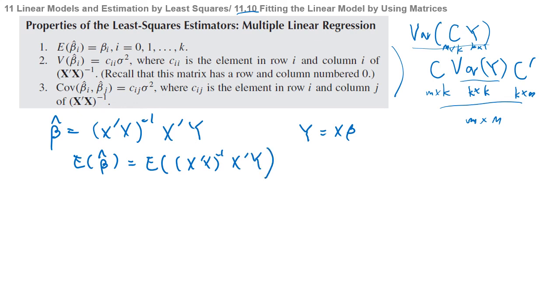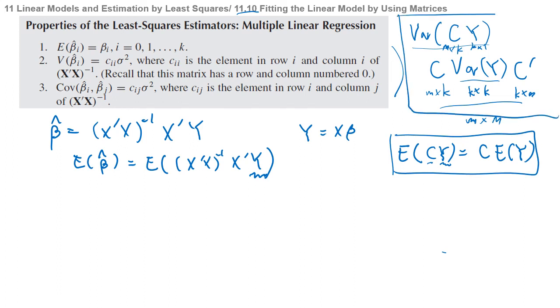And here the random variable is Y, and the expected value of CY is C times the expected value of Y. So Y is random, and C is a constant matrix. In this case, we have these two properties. Let's say we have these two properties, and then this one can be written as (X transpose X) inverse X transpose expected value of Y.